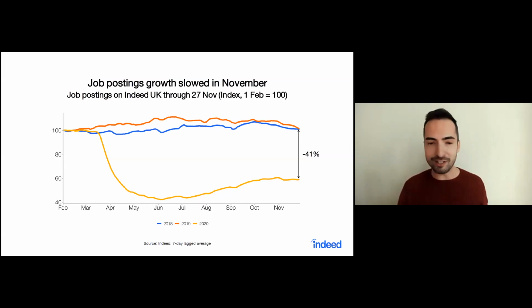But as James and Elodie alluded to in their presentations, there is lots more that we can track. And one thing that we track within this big set of job postings data are the individual job titles and occupations. And what's really important to keep in mind is that the overall trend and this overall gap that we're seeing in the data really varies a lot by occupation, because some jobs are performing a lot better than others. And you can see that on the next slide.